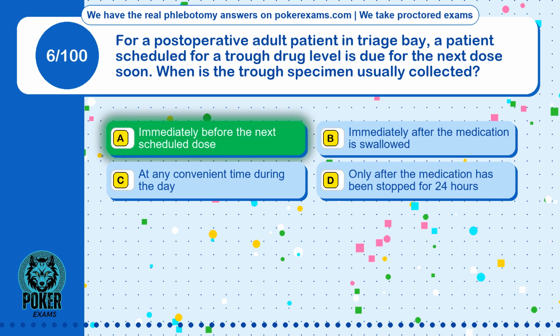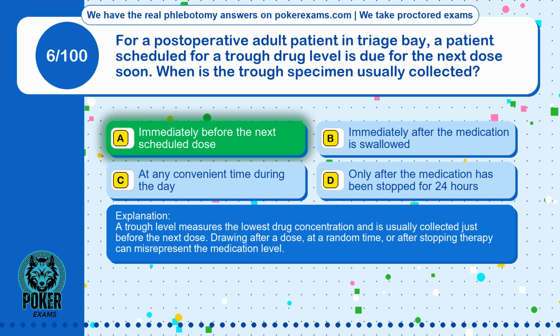The correct answer is option A, immediately before the next scheduled dose. A trough level measures the lowest drug concentration and is usually collected just before the next dose. Drawing after a dose, at a random time, or after stopping therapy can misrepresent the medication level.